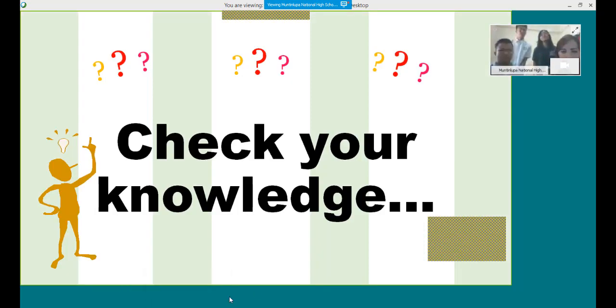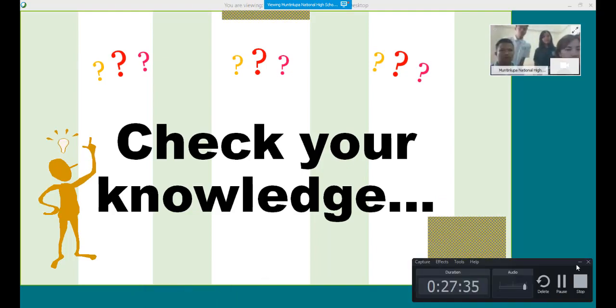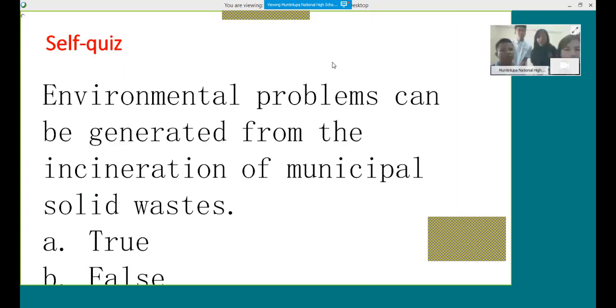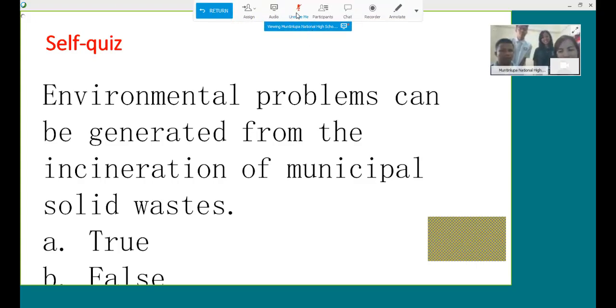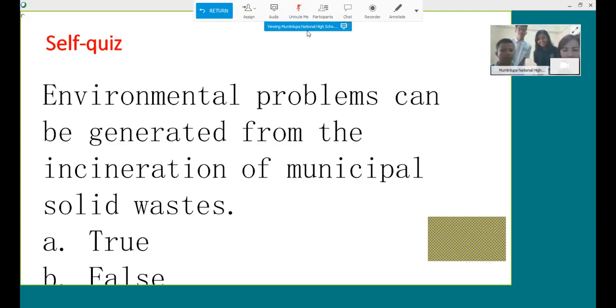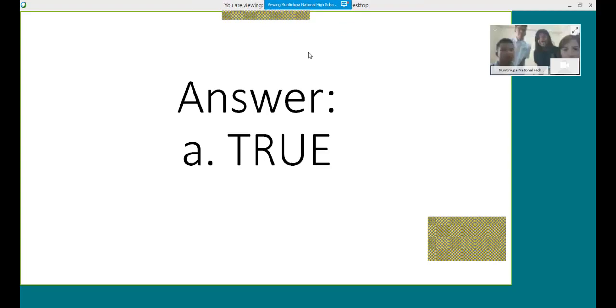Let's first have a short quiz. Let us check each one's knowledge about organic materials, or what we call solid organic wastes. First question: Environmental problems can be generated from incineration of municipal solid wastes. True or false? It's up to you what the answer is. What do you think is the answer? The answer is true.